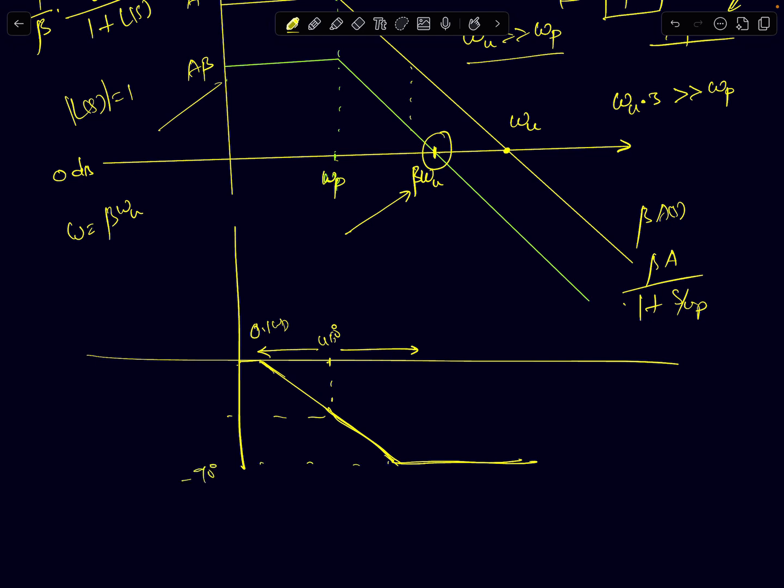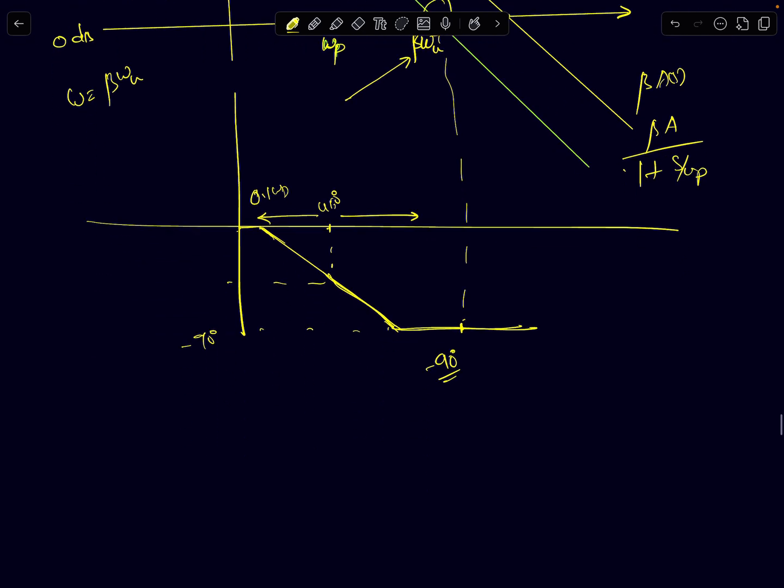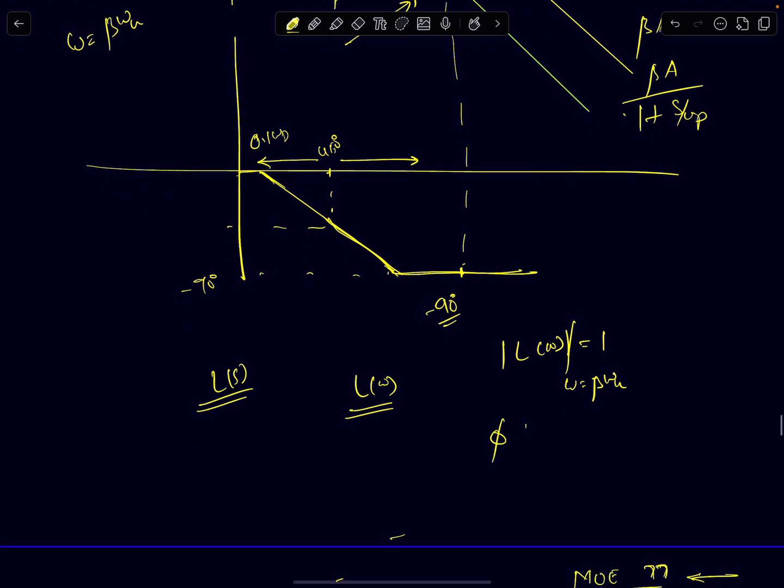Which means the phase response when we reach beta times omega u will already be minus 90 degrees. So remember loop gain, right? When I'm plotting loop gain, I'm plotting a complex number. That's why a complex number will have both magnitude and phase. It is given that the magnitude of the complex number is 1 at omega equals beta times omega u. And the phase of this complex number is equal to 90 degrees, which I can write as j. Okay, so that's what happens here.